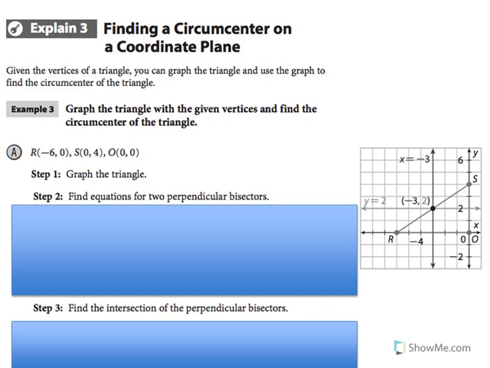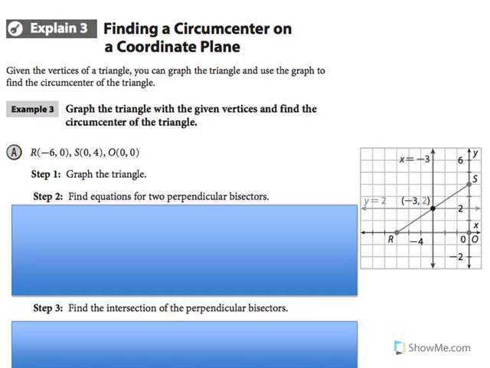Right. So now we move on to working with coordinates, finding a circumcenter on a coordinate plane. Given the vertices of a triangle, you can graph the triangle and use the graph to find the circumcenter of the triangle. Graph the triangle with the given vertices and find the circumcenter of the triangle.